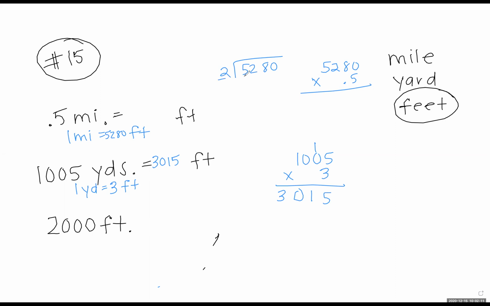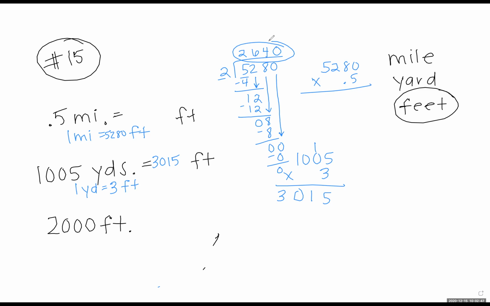So how many times will 2 go into 5? That will be 2 times, because 2 times 2 is 4. 5 minus 4 is 1. Bring down that 2. 2 will go into 12 6 times. 6 times 2 is 12. 12 minus 12 is 0. Bring down your 8. 2 will go into 8 4 times. 4 times 2 is 8. 8 minus 8 is 0. Bring down my other 0. How many times will 2 go into 0? 0. 0 times 2 is 0. So there is no remainder. So 5,280 divided by 2 is 2,640.